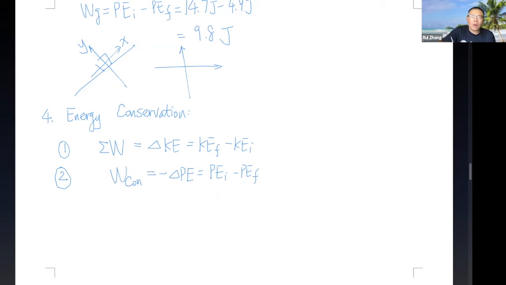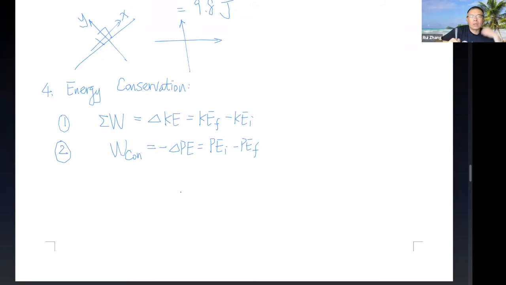Okay, so how do we combine them? We can simply subtract these two equations. Let's subtract 2 from 1. So we have total work here, subtract the work done by conservative force. That's going to give us the work done by non-conservative force.